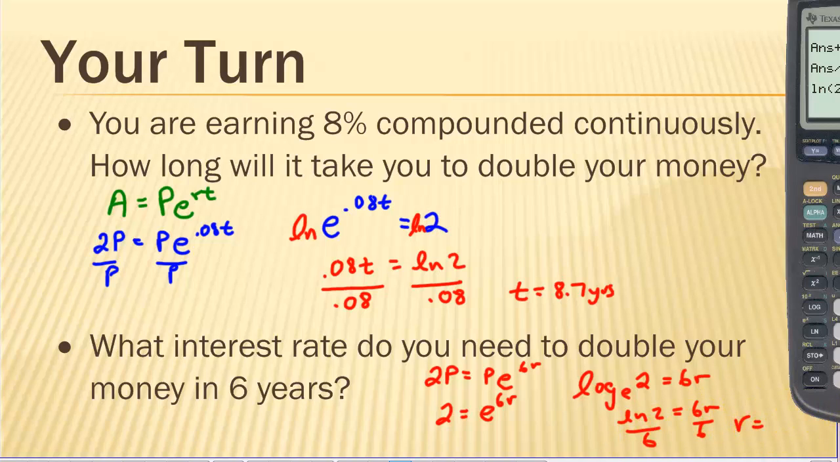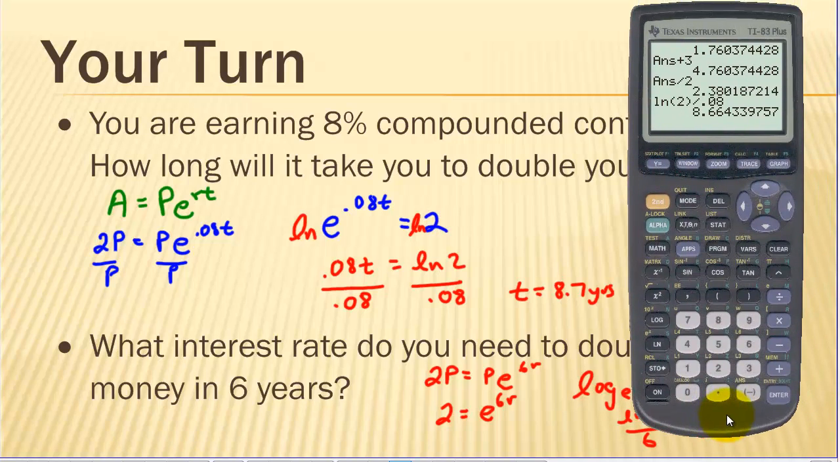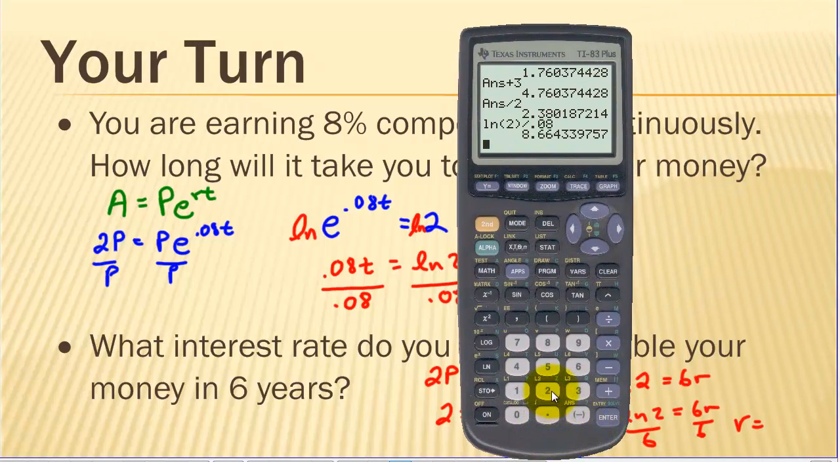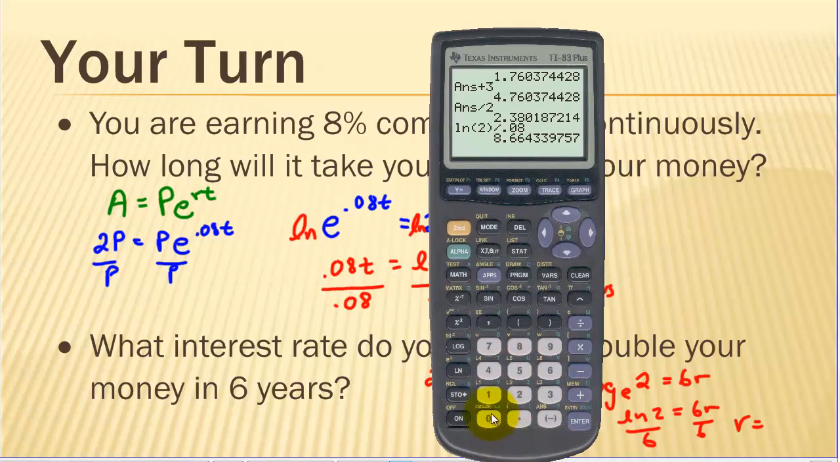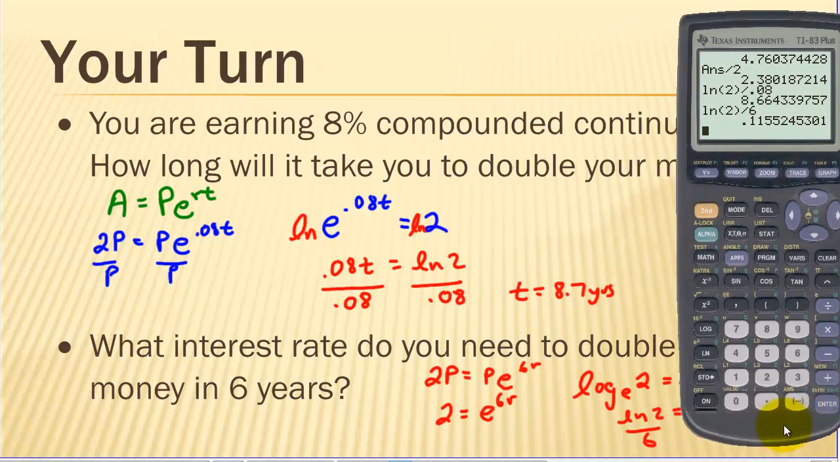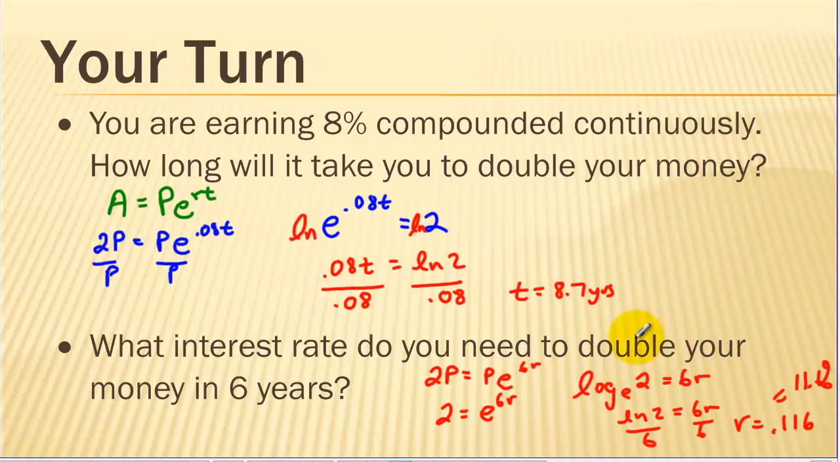So the interest rate would need to be, let's calculate here, we've got to calculate ln of 2 divided by 6. And we get an interest rate of 0.116, which would be 11.6%. So again, we're solving exponential equations here to solve for exponents in the compound interest formula.